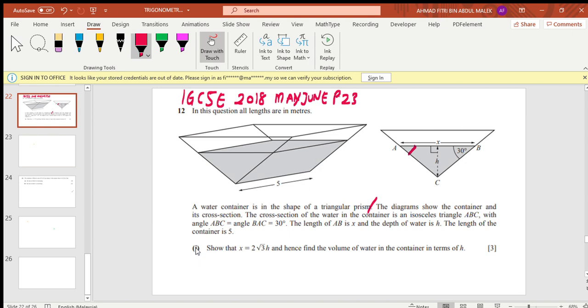The question asks you to show this, and then hence, meaning you can use this information later on, find the volume of the water. So how do we show this without knowing it? I would like to do the other thing first, the thing that you already know. I will show you this part, but I want to show that without doing the first part you can still solve the second one, hence find the volume.